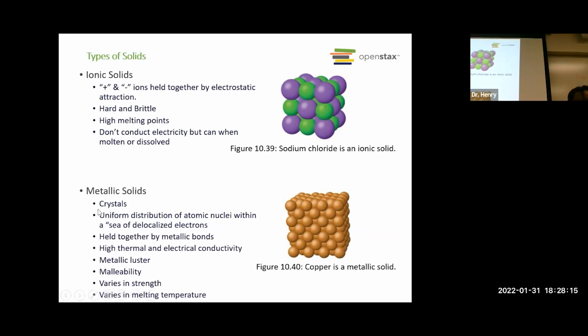We have metallic solids. Metallic solids are mostly going to be crystals. They're going to be uniform, and they're going to basically use, you guys remember when we talked about metallic bonds, where the electron is dissociated?